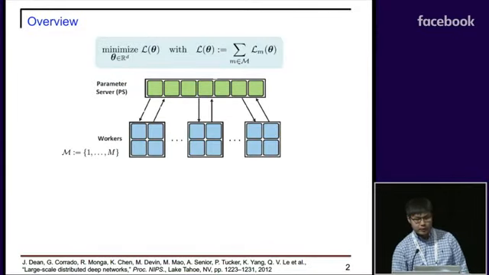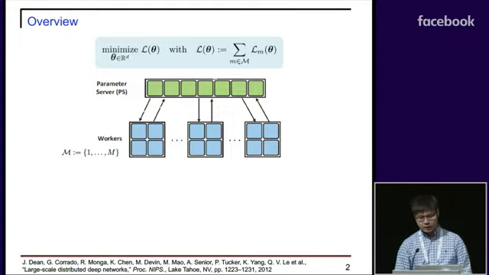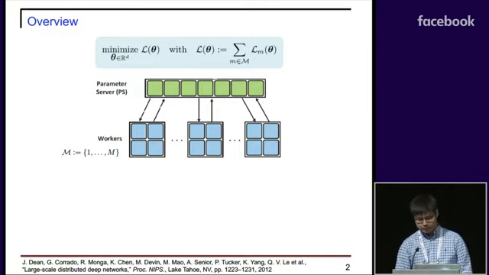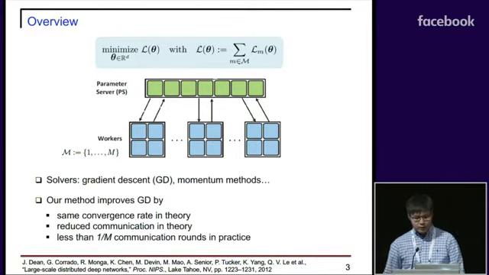Our work is about solving the following optimization problem in a parameter server setup. Each component of the loss function L_m depends on the data stored locally at worker m and can be accessed only by worker m. The goal here is to learn a centralized model at the parameter server that can minimize the aggregated loss. Popular methods to solve this problem include gradient descent, which runs in an iterative fashion.